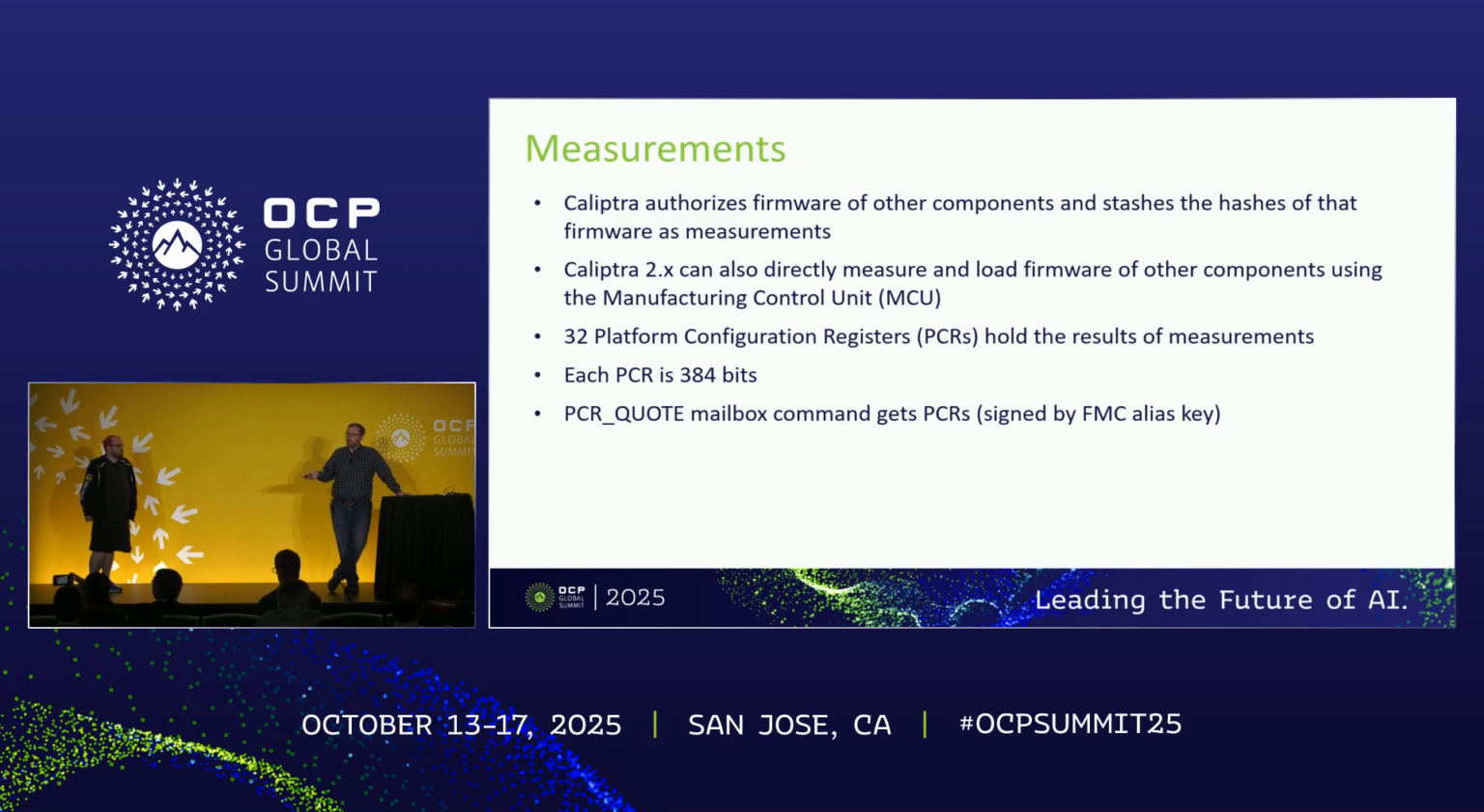Measurements. So we have Caliptra's own measurements captured into its own native DICE chain. Then we mentioned DPE that can hold measurements of other components. In Caliptra 2.x, we also have direct visibility into the measurements of firmware that's actually loaded into the MCU, which lets you bootstrap trust that way. And we hold not only DPE context, but also 32 PCRs that are essentially rolling hashes where you can deposit those measurements. Each PCR is 384 bits wide, and there's a mailbox command that lets you get the current value of each of those PCRs signed by the FMC alias key.